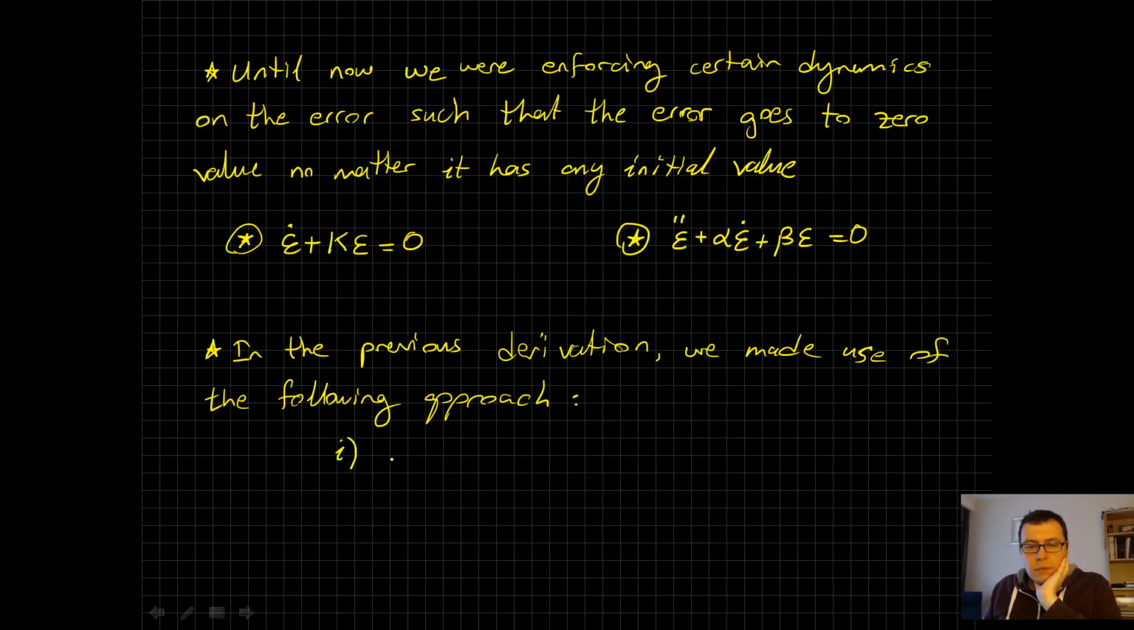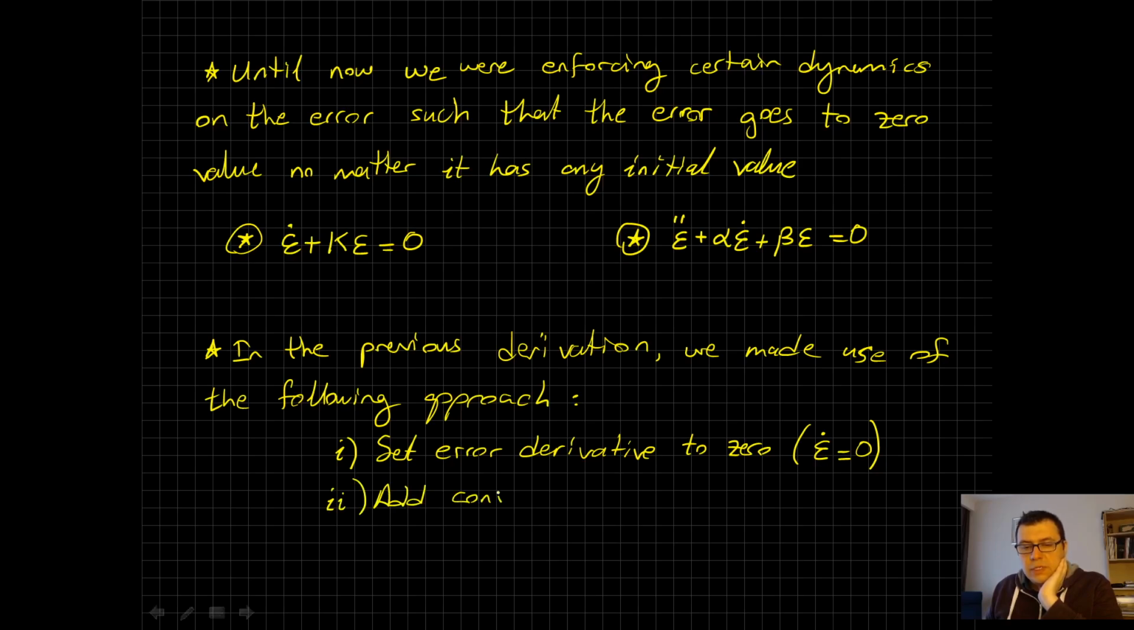First, set error derivative to 0. This is E dot is equal to 0. Second, add convergence control action.